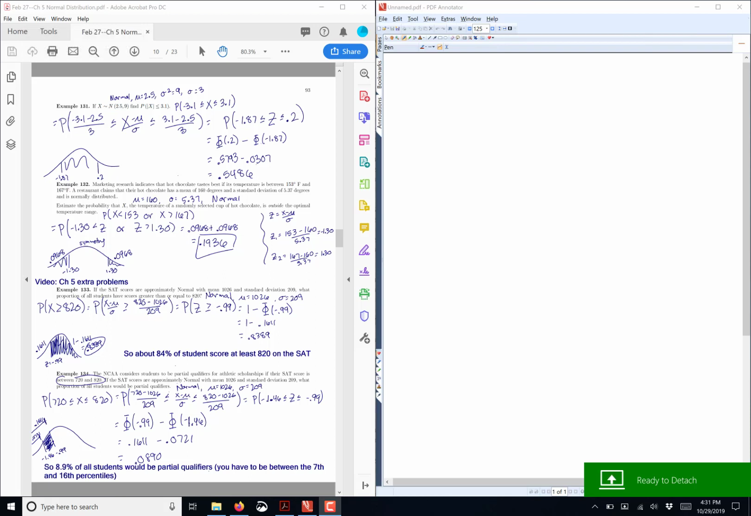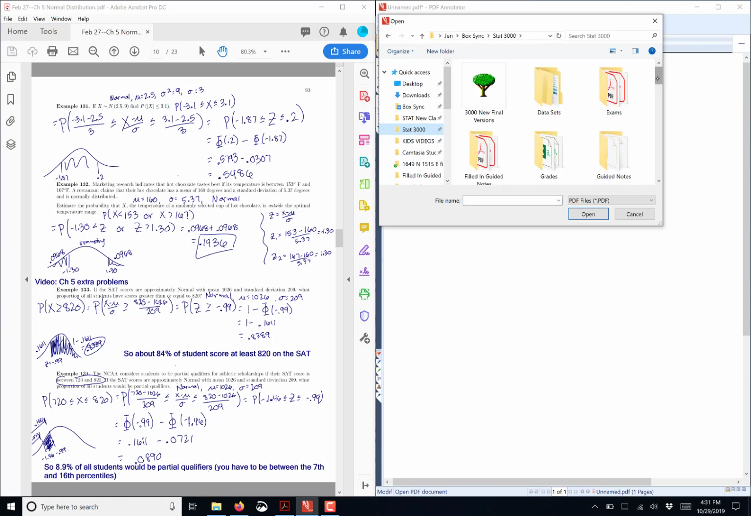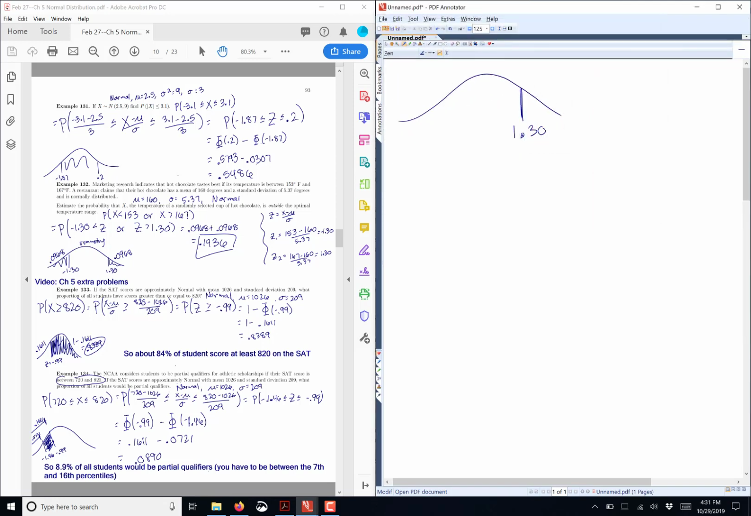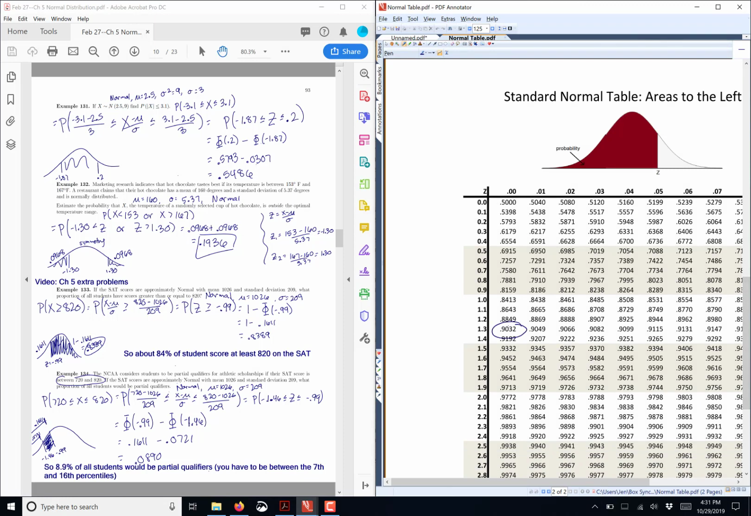So for this question, you were wondering about how symmetry works when it doesn't seem to match up with what's on the table. Well, what you have to remember is that the table only tells you areas to the left. So to start with, to do some prep work, if I look up positive 1.30 on the normal table, so I'm looking up positive 1.30, which would be this one of 0.9032.